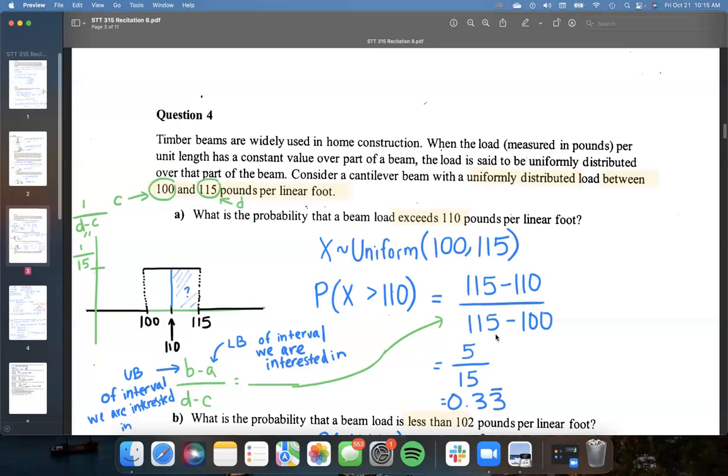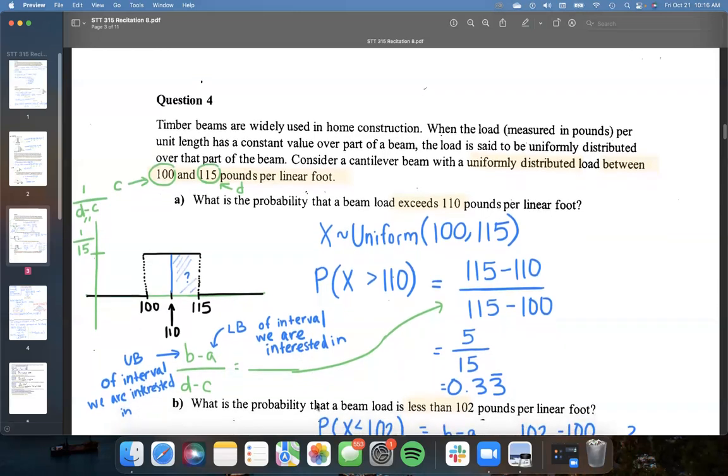And then the denominator is D minus C. So our D is 115 and our C is 100. So when you plug and chug, you get 5 divided by 15, which is 0.33 repeating. So that is the probability that a beam load exceeds 110 pounds per linear foot. So here the shaded area is 0.33.